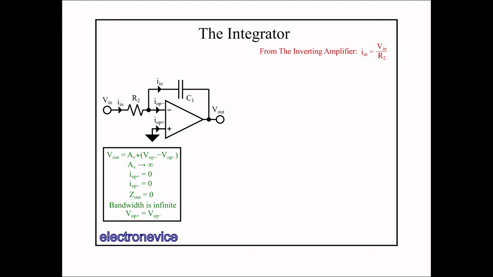Since the input impedance of this amplifier into the VOP minus input is the same as in the purely resistive inverting amplifier configuration, the expression for In is also the same, so we pull that equation from the previous video. We see that the current into the resistor R2 is proportional to the input voltage Vin, but to calculate the voltage across the capacitor, we need to use the capacitor current voltage relations.